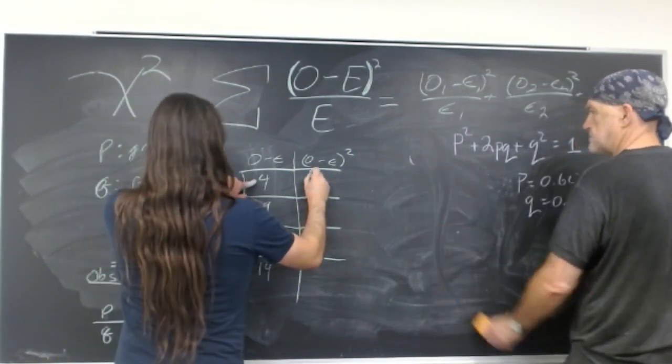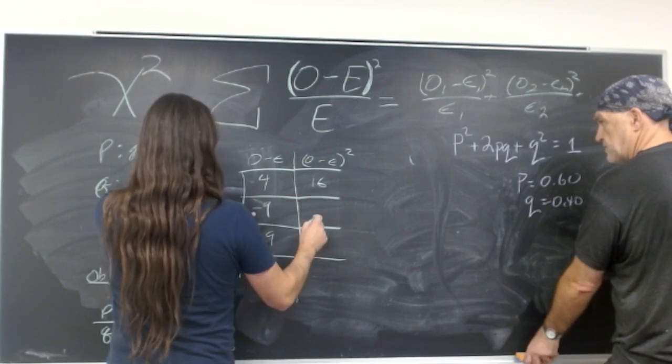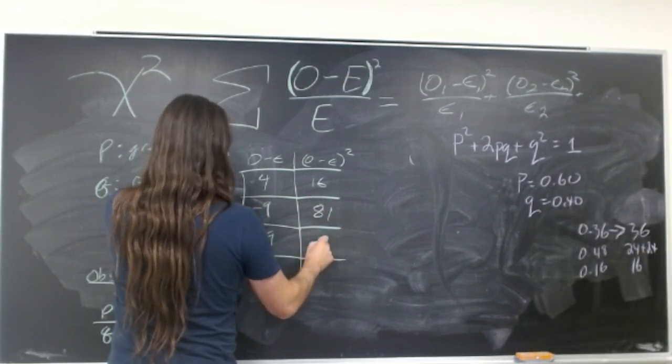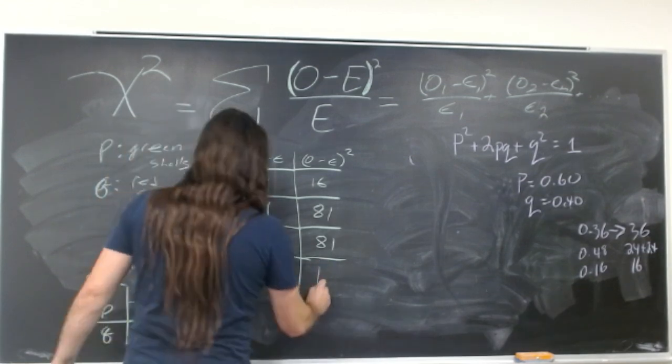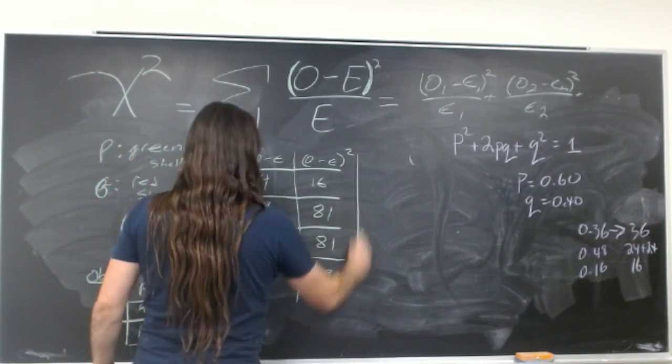4 squared. You don't need me to help you with that. Negative 9 squared. 14 squared, 196. Very good.